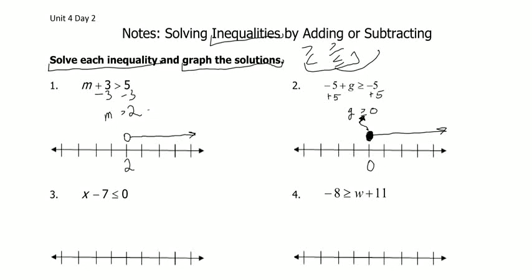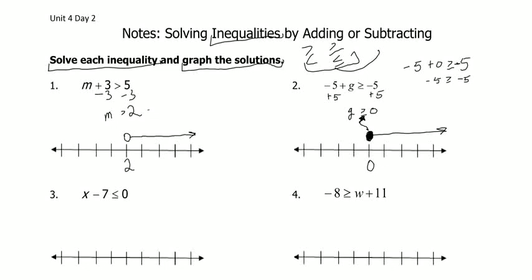Now, some of y'all are probably wondering, well, at some point, he's going to mention something about checking our answers. And yes, I will. Okay? So, here's how we check answers on these. We're going to go negative 5 plus 0. Okay, that is what we came out with, right? That needs to be greater than or equal to negative 5. Negative 5 is, in fact, greater than or equal to negative 5.